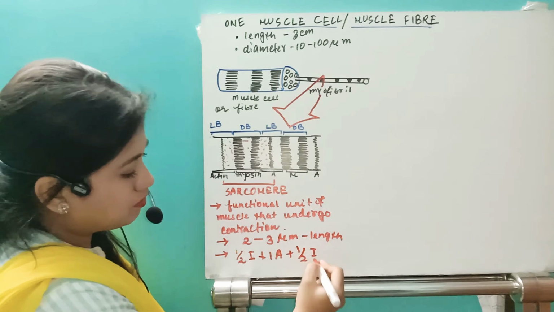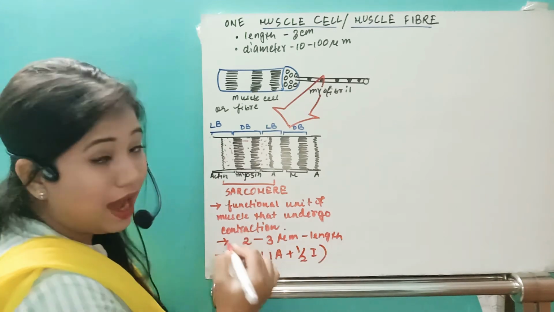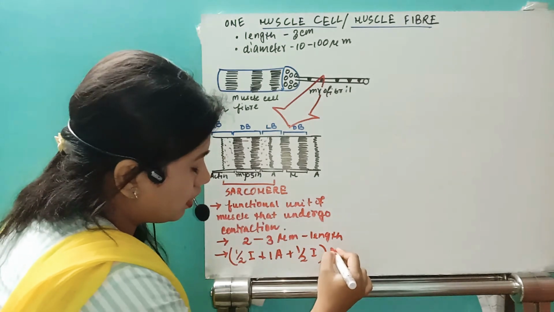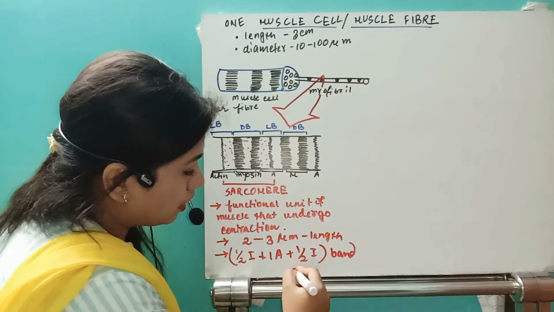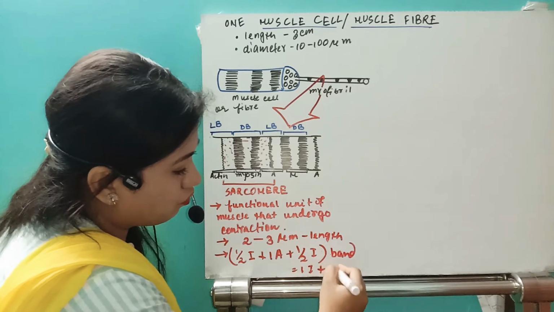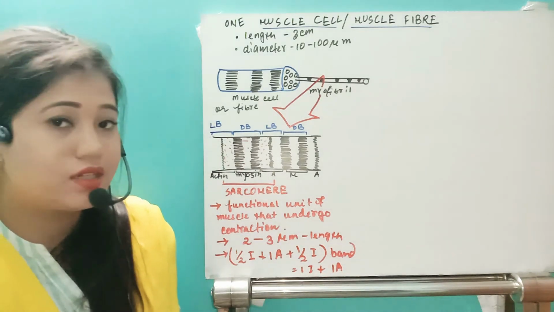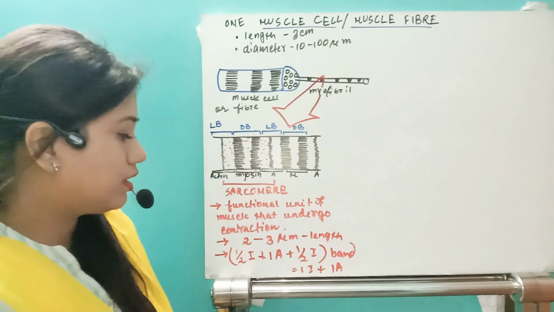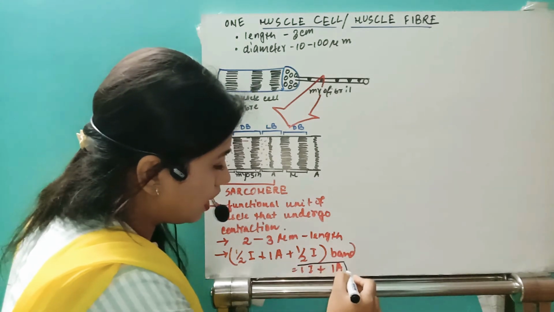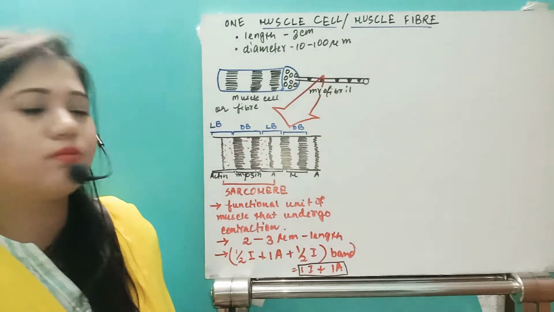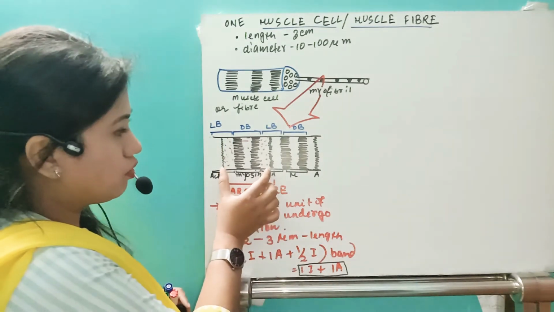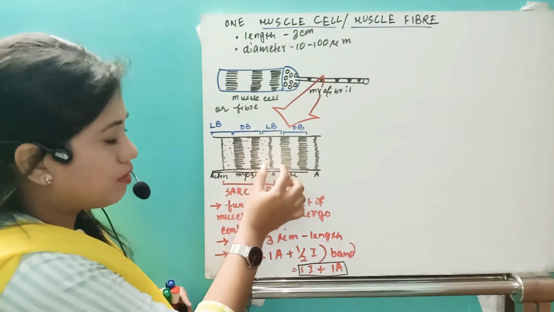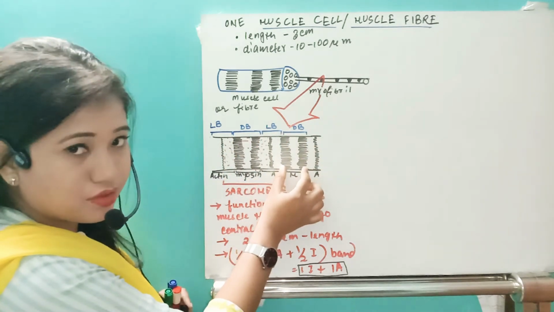Okay, so how many I bands and how many A bands form one sarcomere? That will be one I and one A band, right? So this is another very important point, how many I bands and how many A bands form one sarcomere. From here to here, the light band is this, the dark band is this, the light band is this, the dark band is this, right?